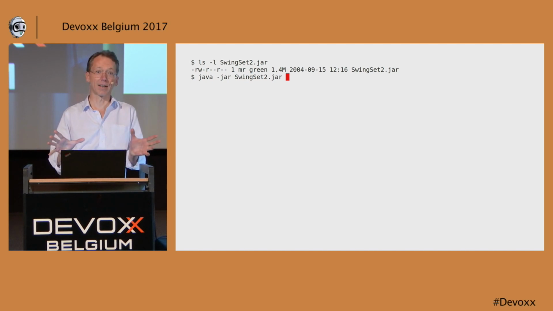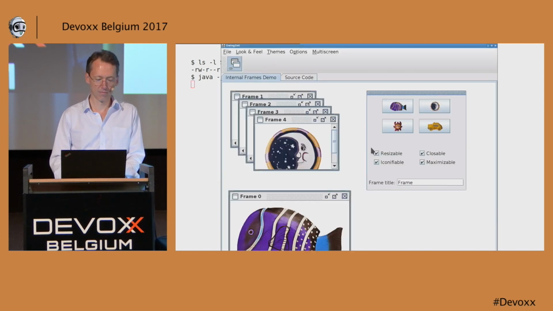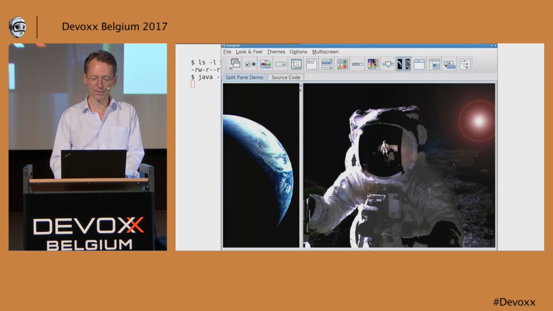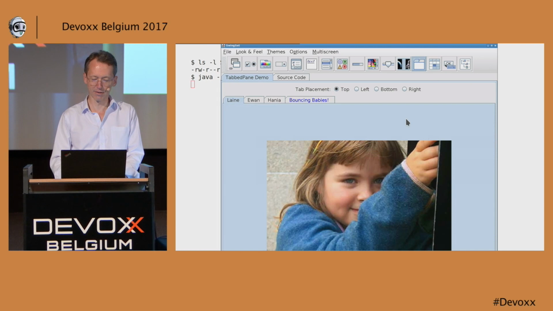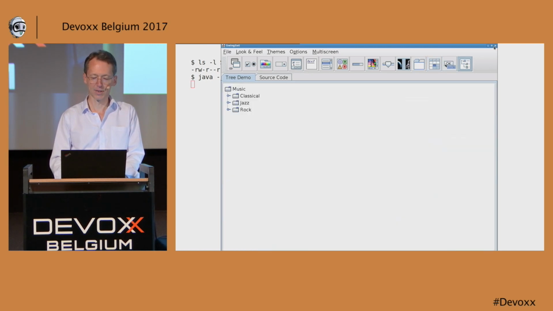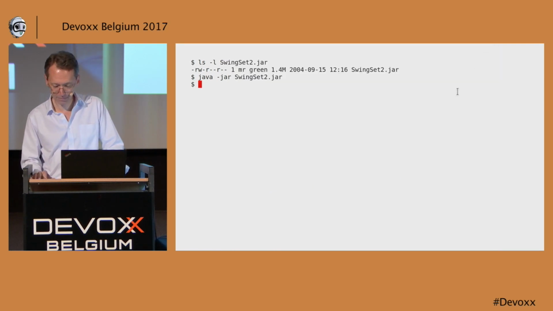And remember, this is with my experimental 10 early access build. Same is true on 9, obviously. And it runs. Oh, hey, SwingSet. Yay. All this stuff still works. This kid's in grad school now. Whatever. So yeah, the platform's modular, but it's also pretty darn compatible.